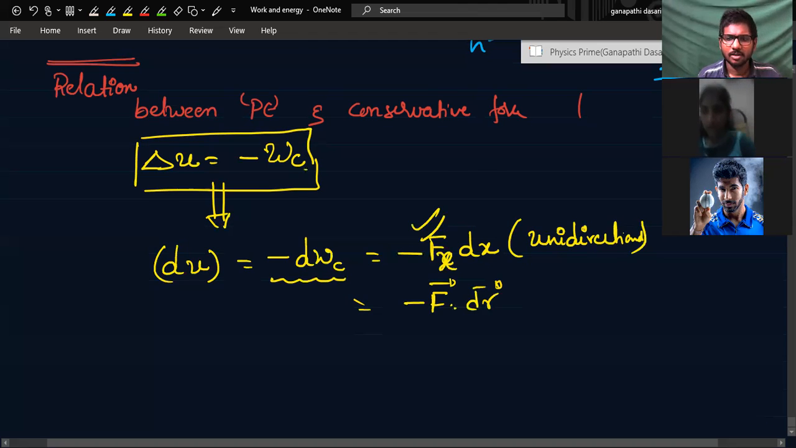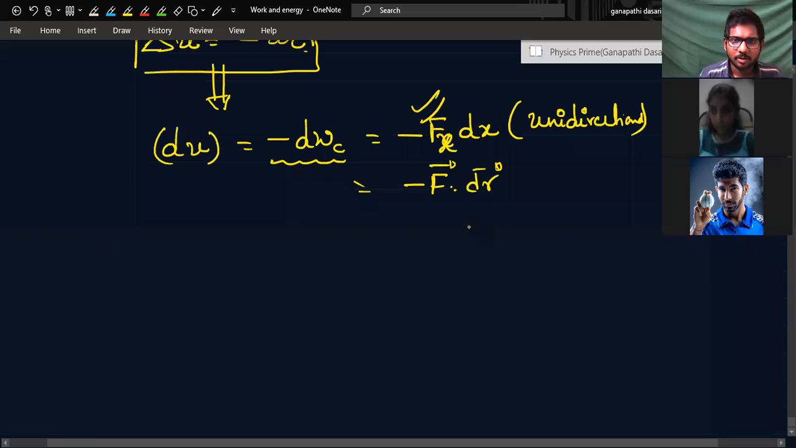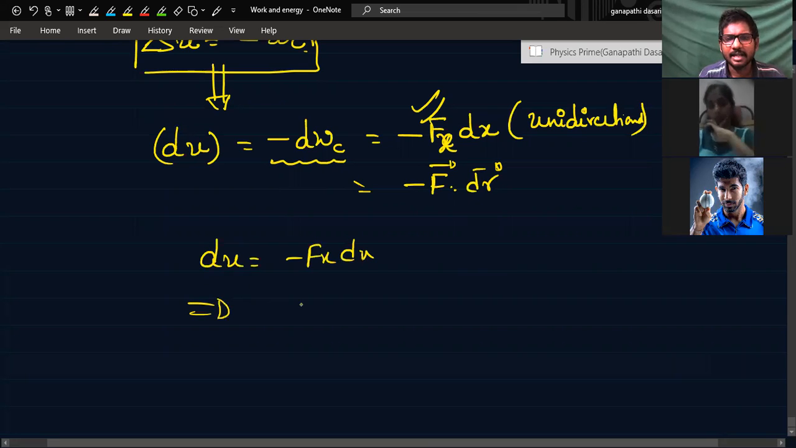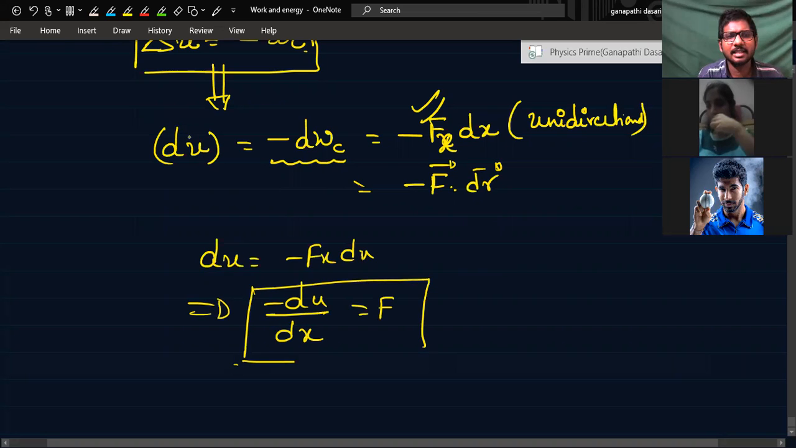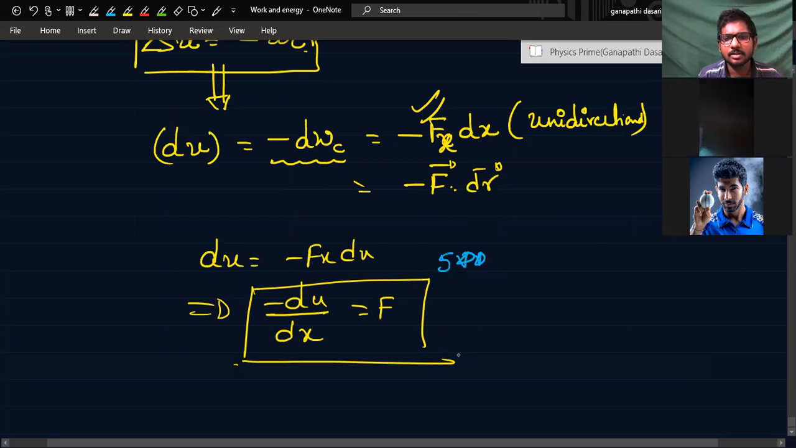If you take this formula, dU is equal to minus Fx dx. That implies minus dU by dx is equal to the force. This is another important formula, a 5-star formula. If the potential energy function is given and you find minus dU by dx, then you will get the conservative force.